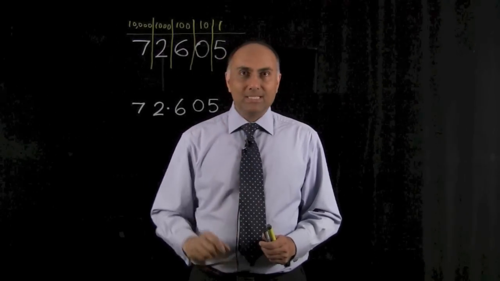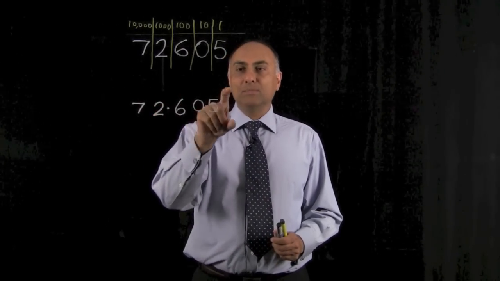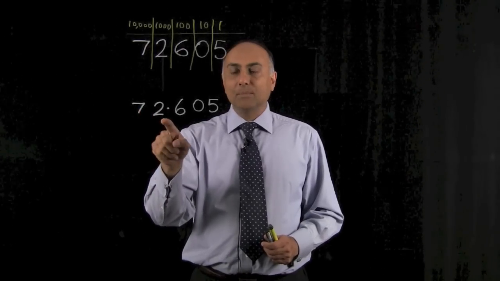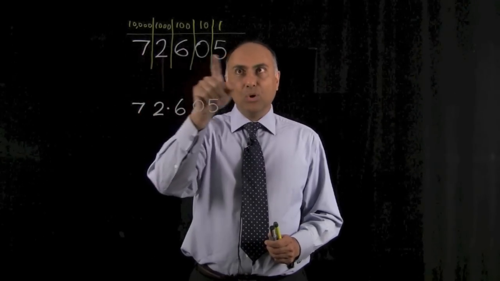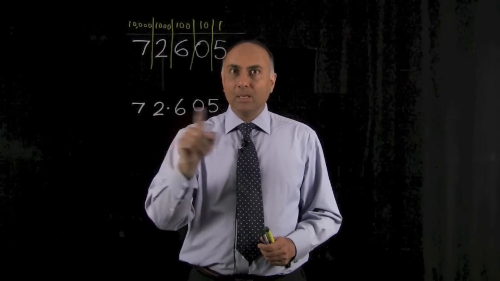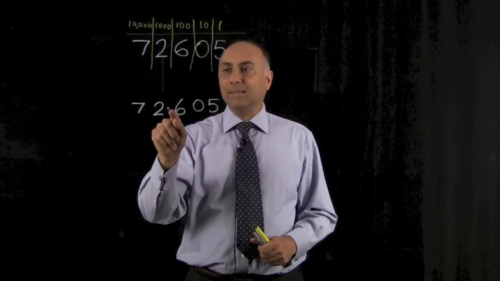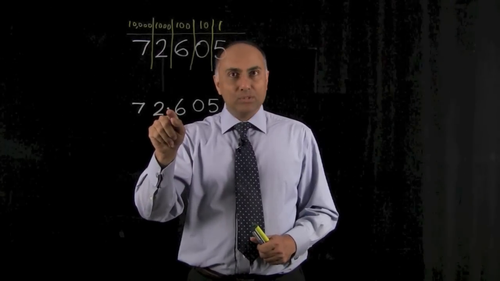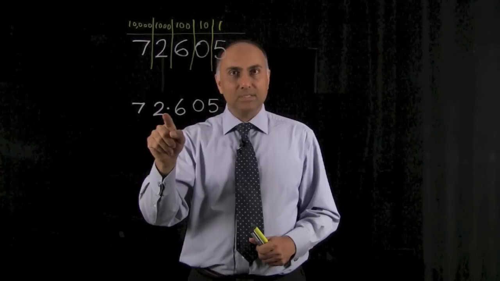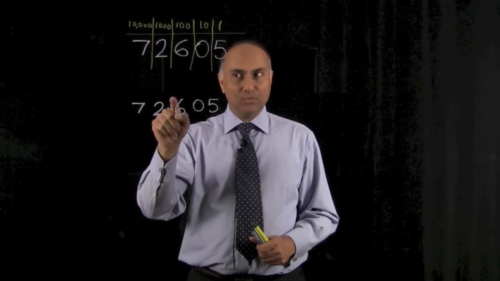Now you need to understand what these columns are. We've already covered these. We know that the last number on the right, when you have a whole number, is the units column. Therefore, this 2 is in the units column. A good way to remember it is to say that the decimal point is always to the right of the units. So the decimal point is always to the right of units.